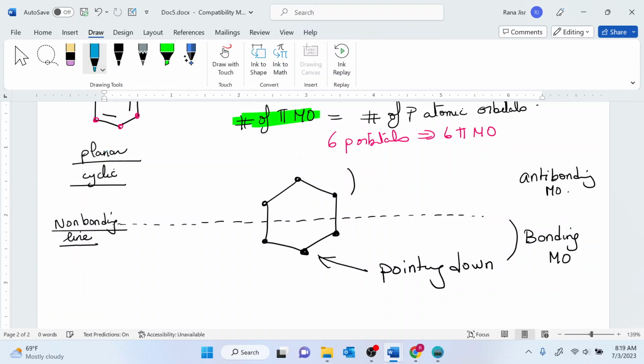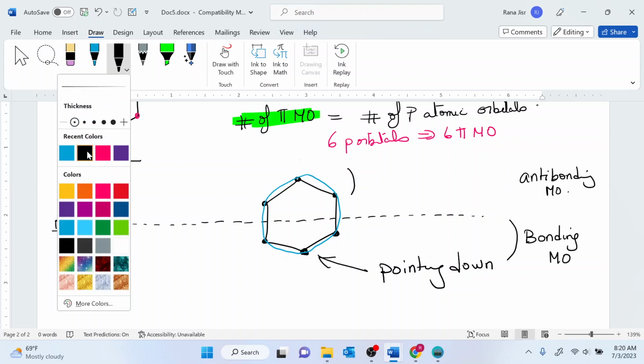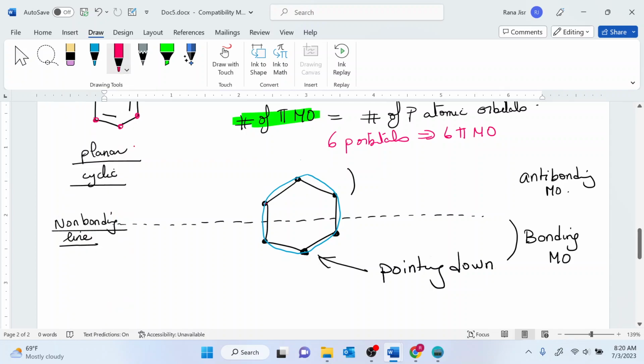And then you go ahead and draw a circle around your cycle. This is why we call it the inscribed polygon method, because your polygon, which is the cycle, is inscribed in a circle. Now the points where your carbons intersect with the circle, these are your molecular orbitals. So these are my 3 molecular orbitals up, and these are my 3 molecular orbitals down.